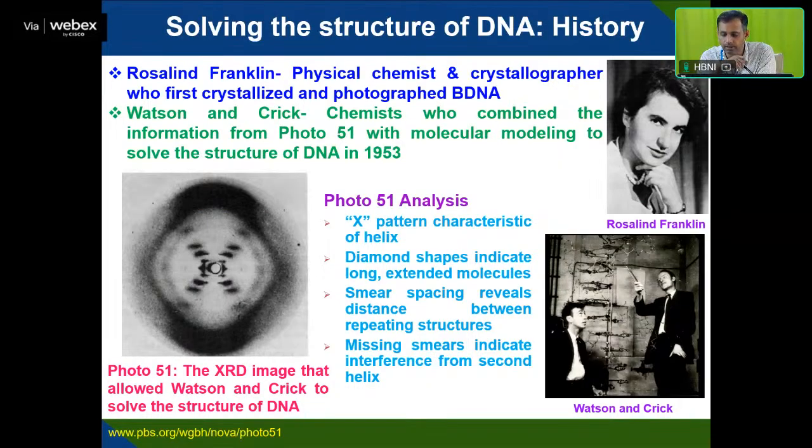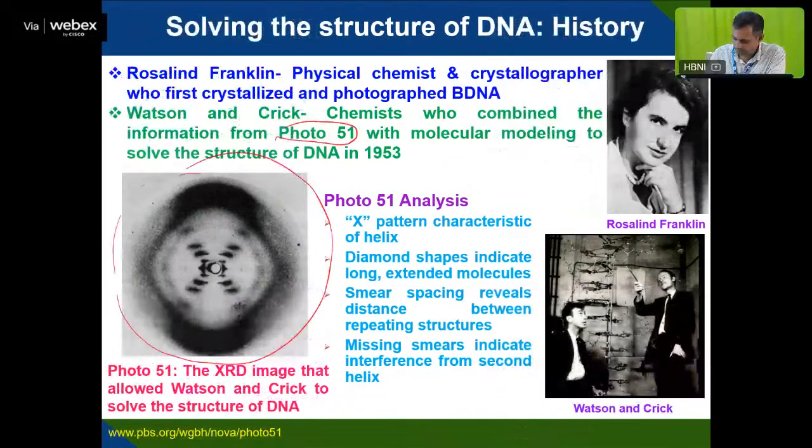If you look at the history of single crystal XRD, Rosalind Franklin, a physical chemist and crystallographer, first discovered the B form of DNA, and then Watson and Crick combined that information from photo 51, this photo 51 film, and by using molecular modeling they were able to solve the structure. You can see here there is an X type of pattern in this film.